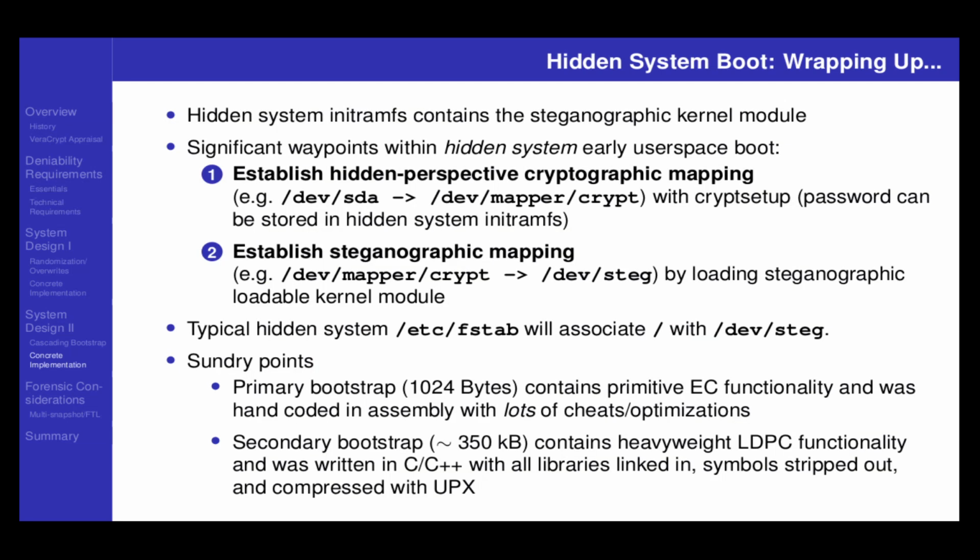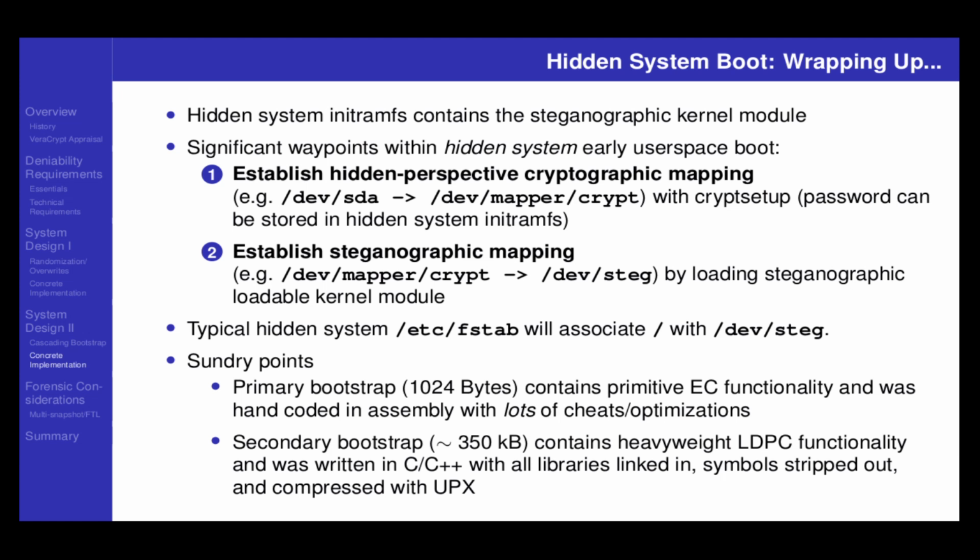And so when the new system is booting, the first thing it does, as any system with disk encryption does, is it sets up your cryptographic mappings using cryptsetup, for example. Then, if you remember, on top of the crypto mapping there's a stag mapping. It does that by using an insmod, for example, stag.ko. And when you have an up and running system, you'll end up with something that associates slash with /dev/stag, for example.